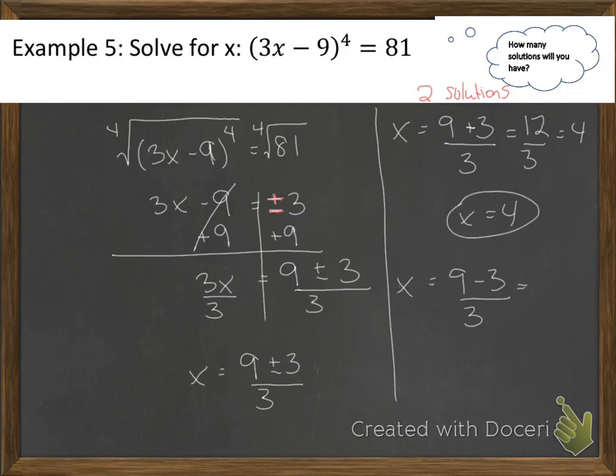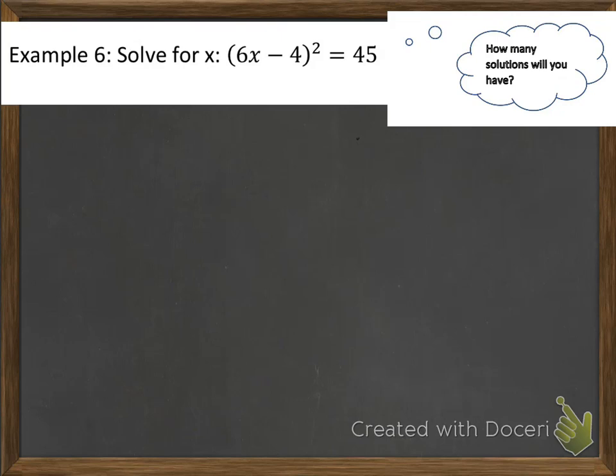Then we have 9 minus 3. 9 minus 3 is 6. 6 over 3 is 2. So my other solution is x equals 2. So as predicted, we have two solutions. All right, let's do another example.